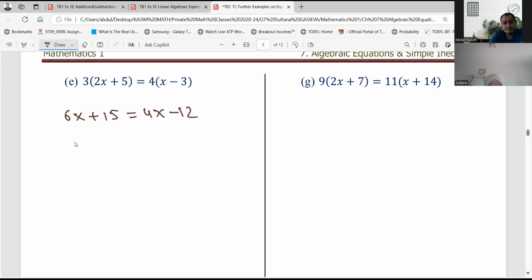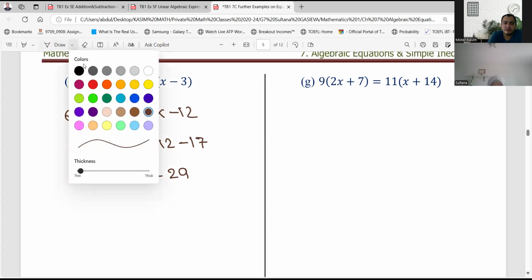6x minus 4x equals negative 12 minus 15. Okay, next. 2x equals negative 12 minus 15. So just tell me the answer, every step simplify. Negative 27, right? We are simplifying the left hand side. We are simplifying at the same time right hand side. Wait, it's not 12 minus 15? No, here we have negative 12, right? And okay. So it is negative 12.